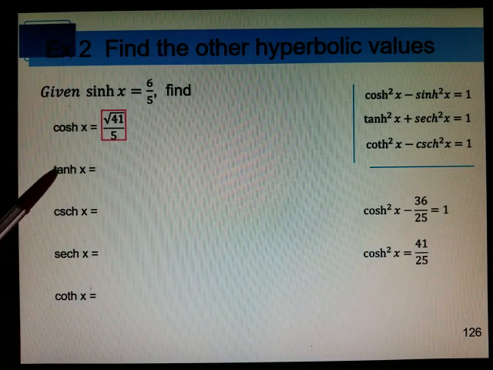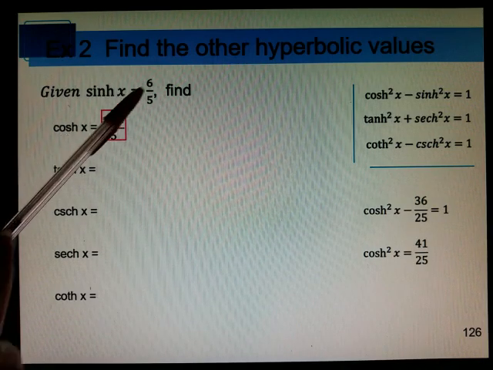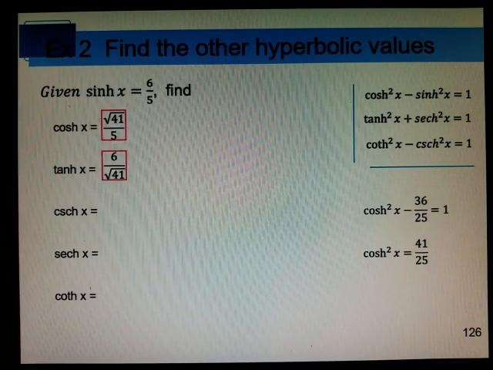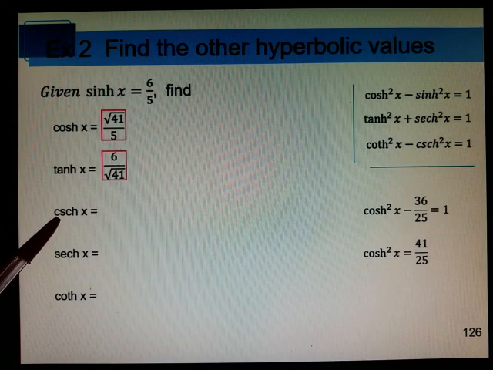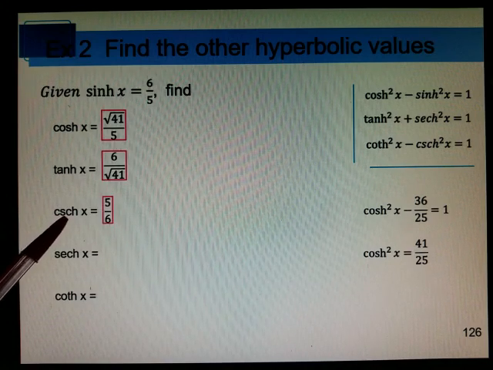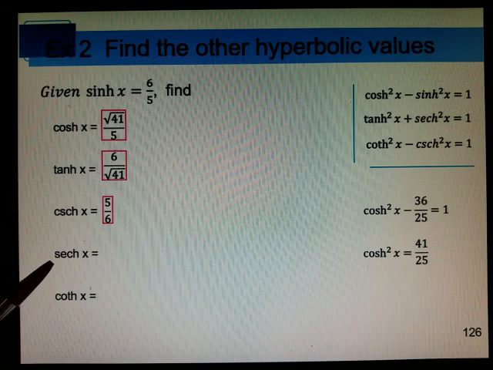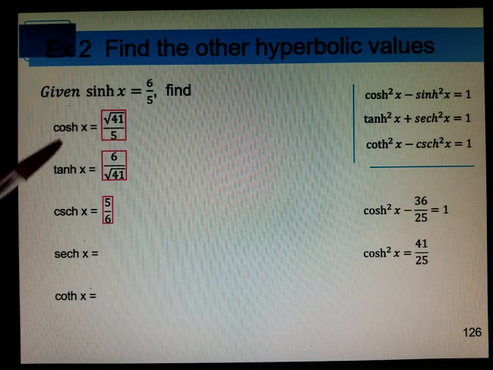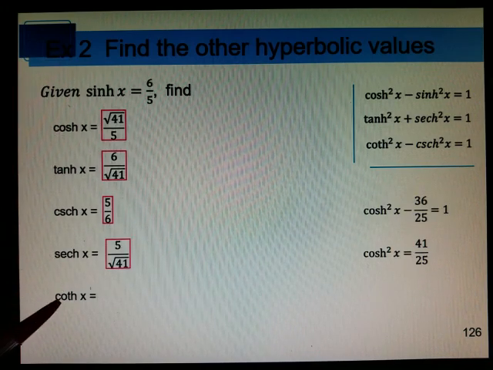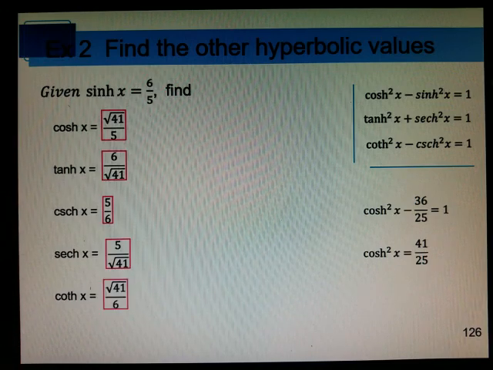The hyperbolic tangent would be hyperbolic sine divided by cosine. So the 5's would cancel, it would be 6 over radical 41. Hyperbolic cosecant was the reciprocal of the sine, so 6/5 becomes 5/6. Hyperbolic secant, reciprocal of the cosine, 5 over radical 41. Hyperbolic cotangent, reciprocal of the tangent, radical 41 over 6.